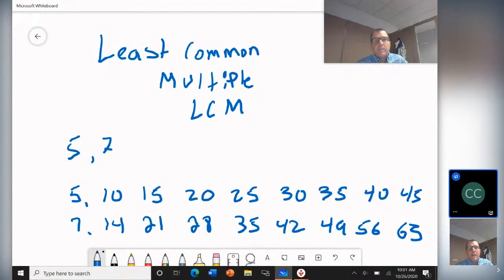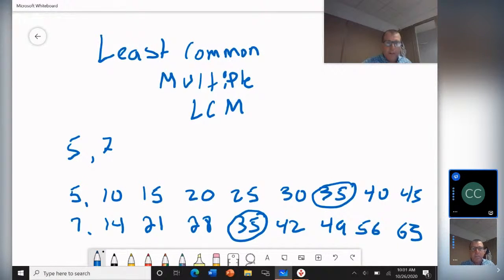Okay, so now we have to look for a number that both of those have in common. So you're just going to go through this and we're going to see, okay, 35 and 35 is the smallest number that they both have in common. So the least common multiple for 5 and 7 would be 35.